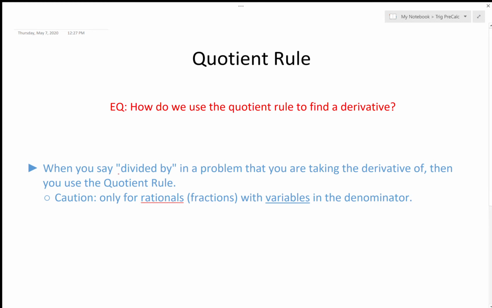Anytime you say divided by, and actually not every time, but when you say divided by in a problem, when you're taking the derivative of, then you use the quotient rule. Now one note to make down here. This is only for rationals or fractions with variables in the denominator. Okay, and I'll show you an example of the opposite of that in a second.